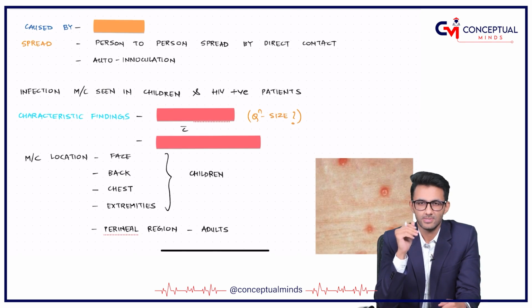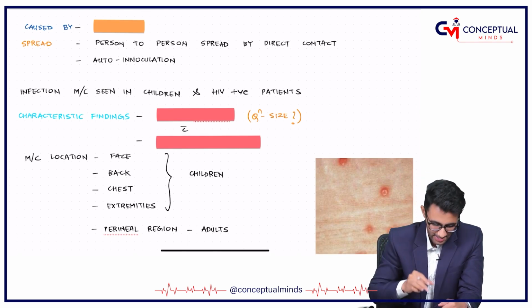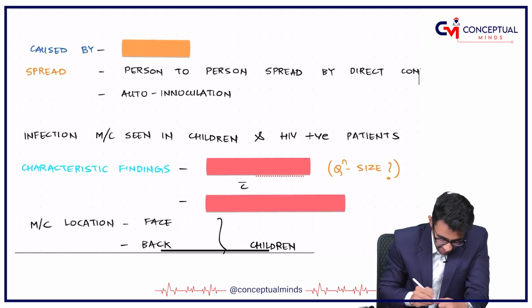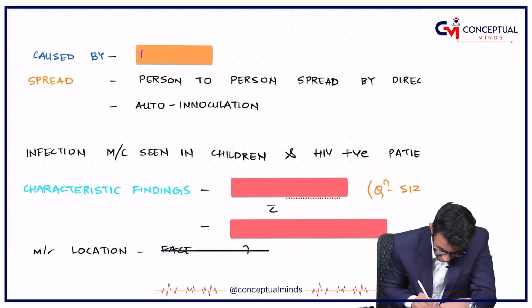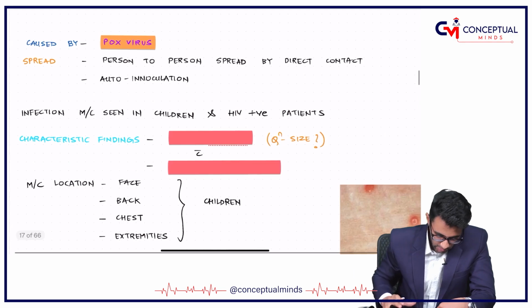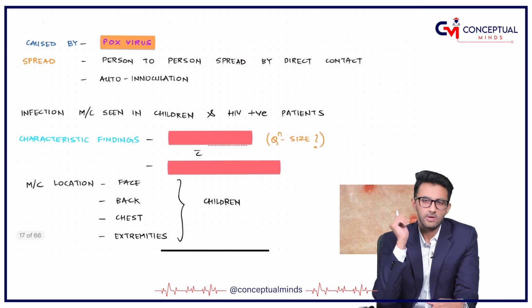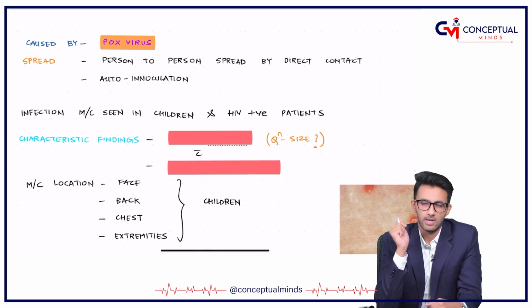So obviously we are reading the viral topic, so it should be some virus, right? So it is caused by pox virus. Okay, so pox virus is the causative agent for Molluscum contagiosum. And what is the means of spread? It is just by contact to contact.